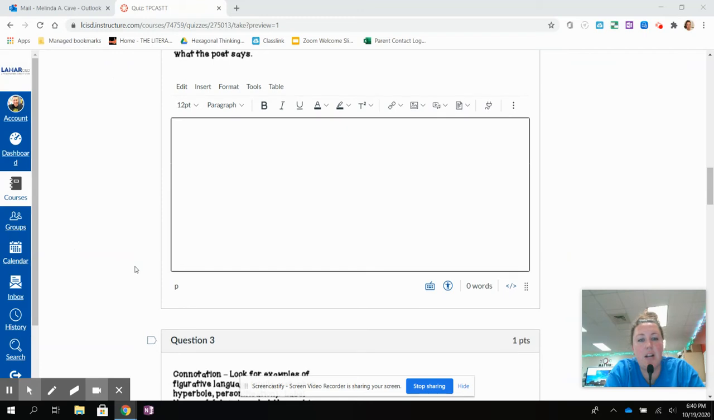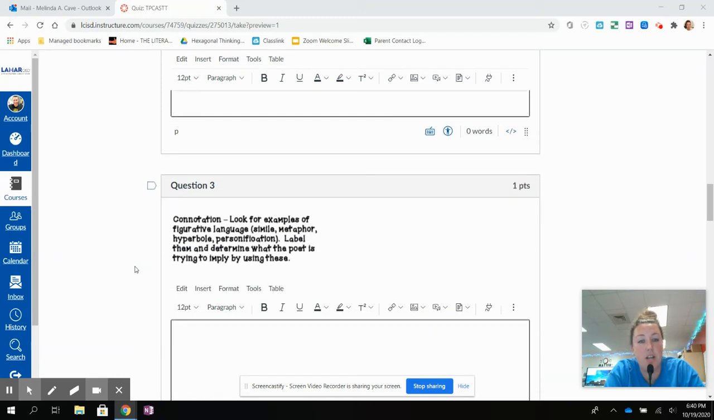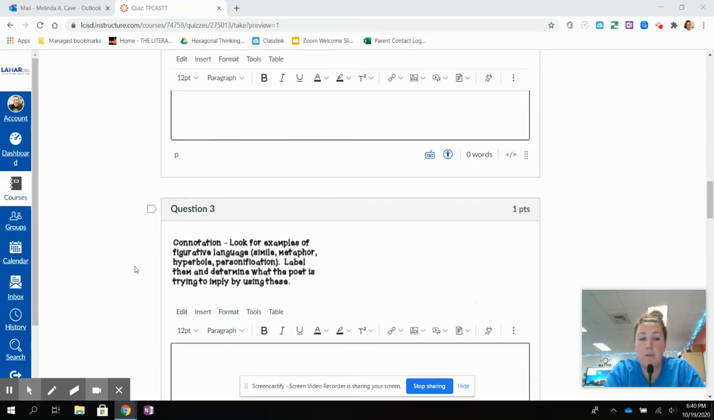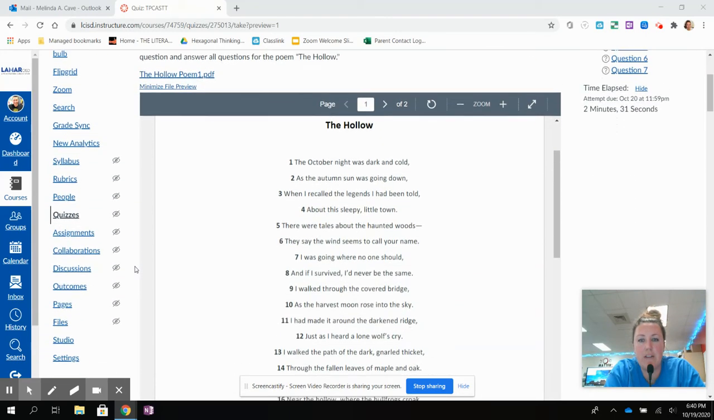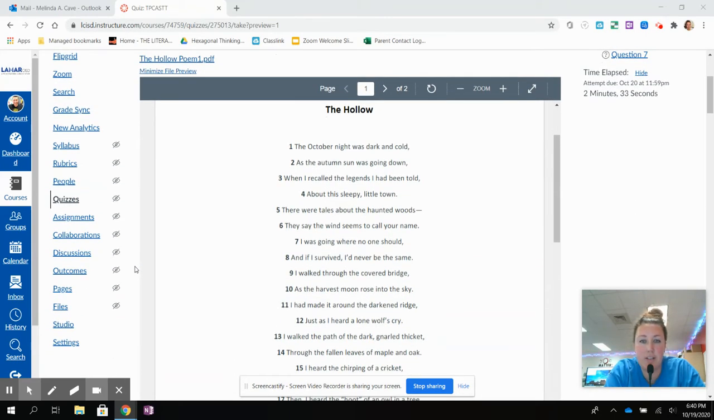So we've done our T, we've done our P, now we're on C, connotation. We're looking for examples of figurative language such as similes, metaphors, hyperboles, personification, labeling them and determining what the poet is trying to imply by using these. So what we would want to do for today is look up and see if we can find any figurative language. For example, we see in line 6, it says, they say the wind seems to call your name. Well, that's an example of personification because the wind can't call your name. They're giving human qualities to it.